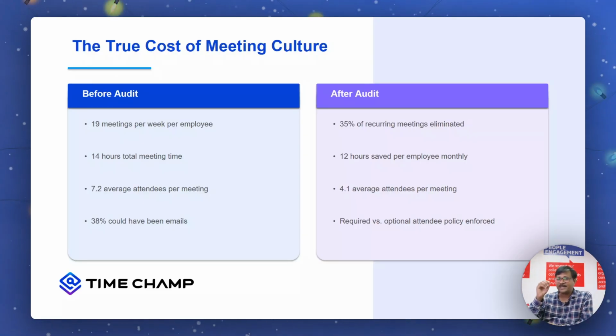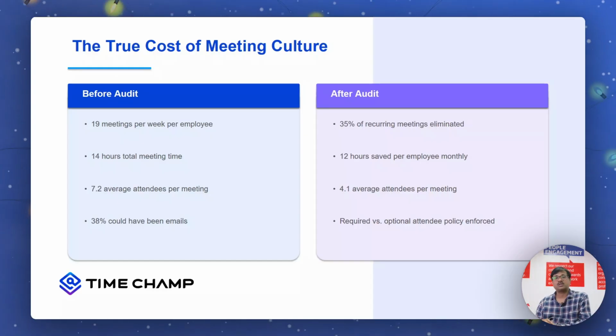But the cost doesn't stop when the meeting ends. Workforce analytics reveal a pattern most managers miss. Employees with more than 15 hours of meetings weekly show a 34% lower productivity score in their focused work blocks. Why? Because constant context switching destroys deep work capacity. Yes.